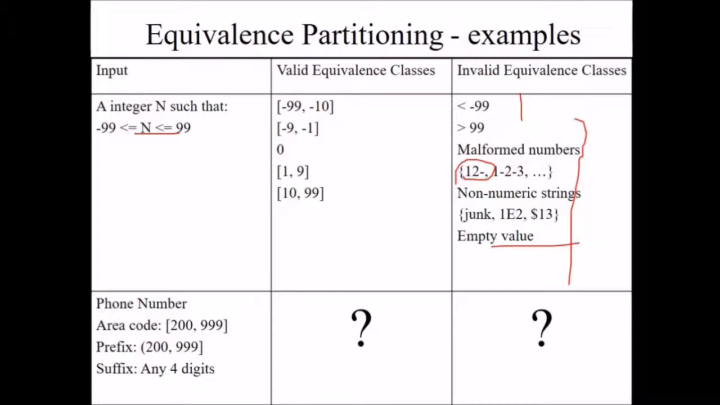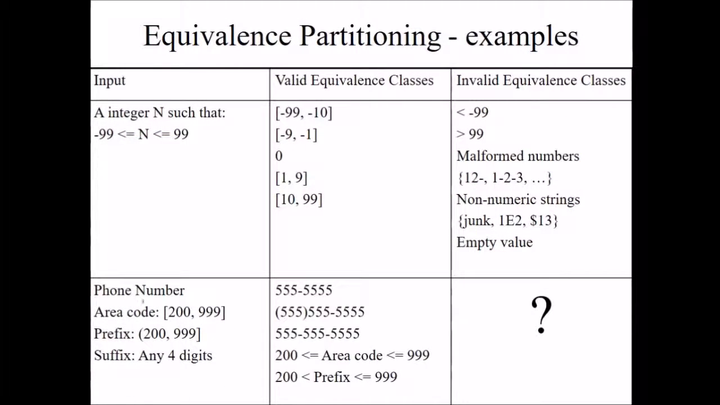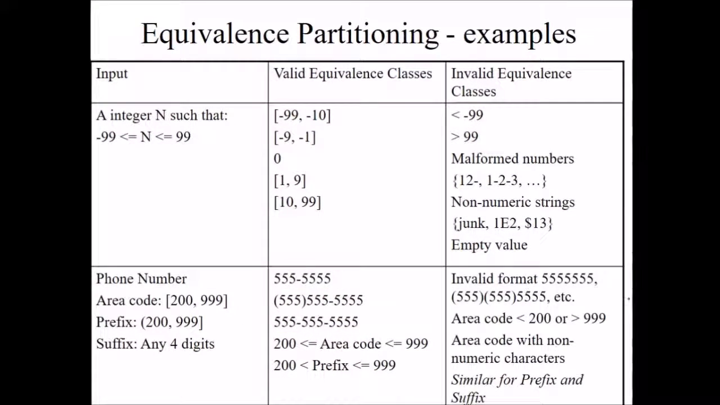Now coming to the second part, phone number, area code, prefix and suffix. So this phone number is like this, and this area code is valid. Prefix is like this for any number, 200 area code and 200 prefix, as is being seen. So any 4 digits, okay, no problem with that. But there are invalid formats also. This doesn't come under phone number. This doesn't come under phone number.